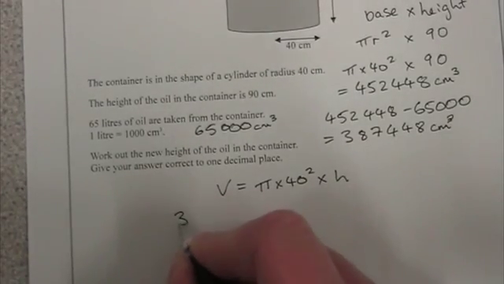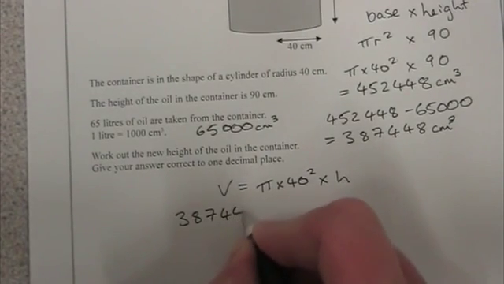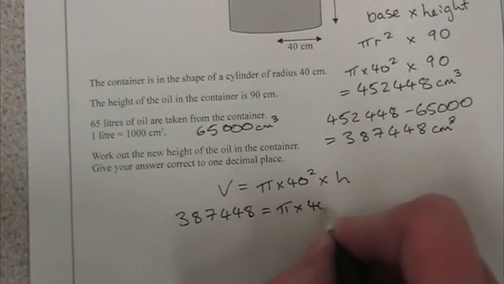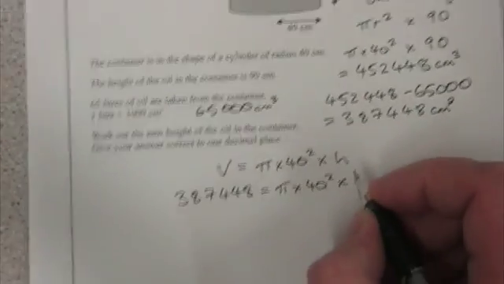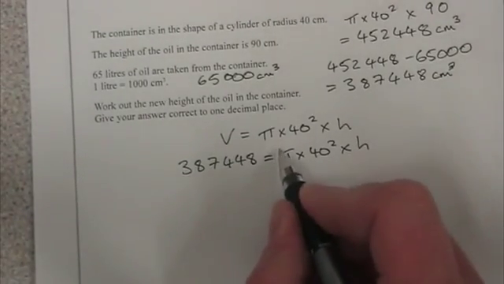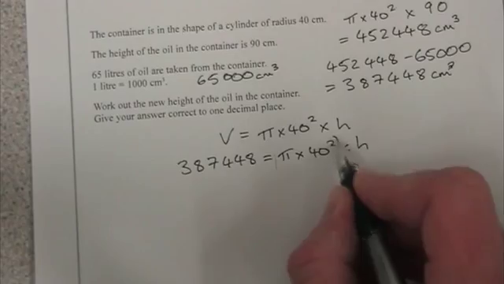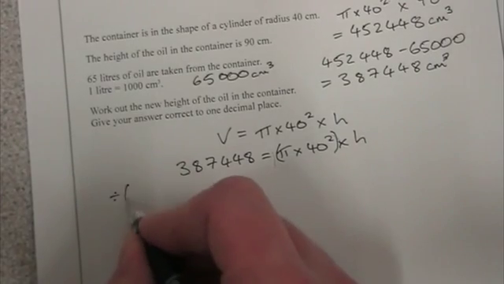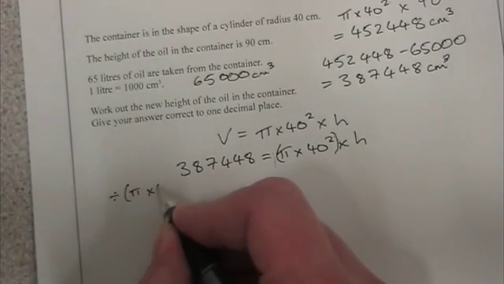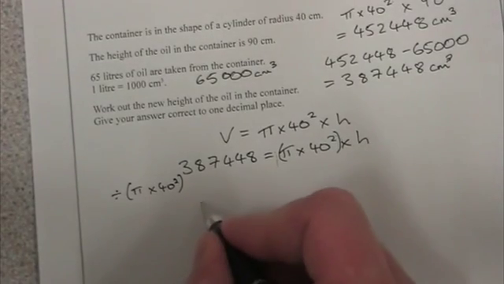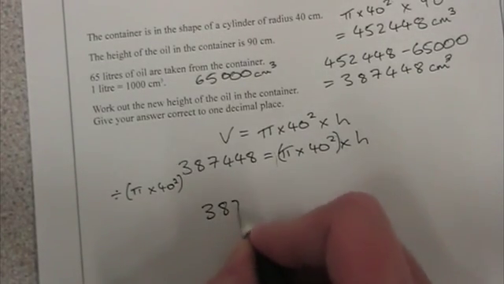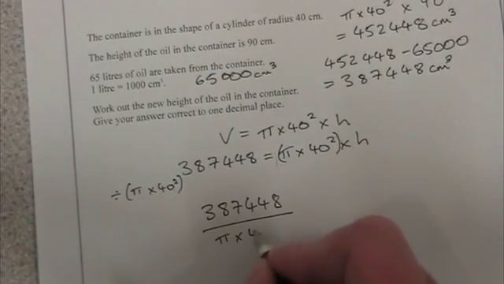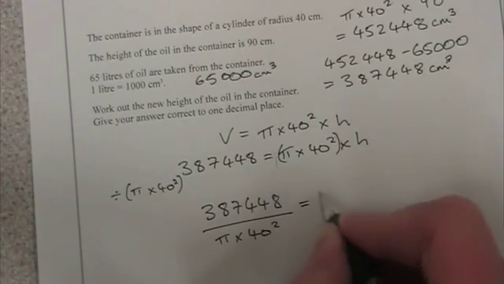So I've got a situation, I've got 387,448 equals pi times 40 squared times h. So if I treat this like an equation and divide both sides by this, I'll put that in brackets. So I'm going to divide by pi times 40 squared. I end up with 387,448 divided by pi times 40 squared, and that's equal to h.